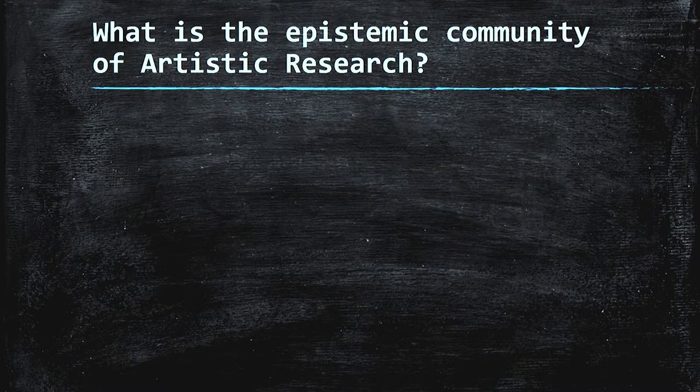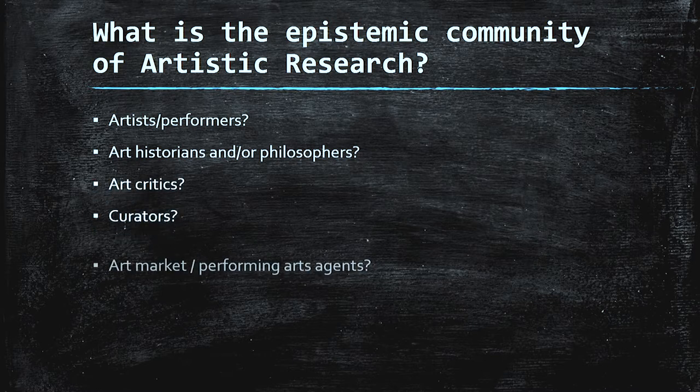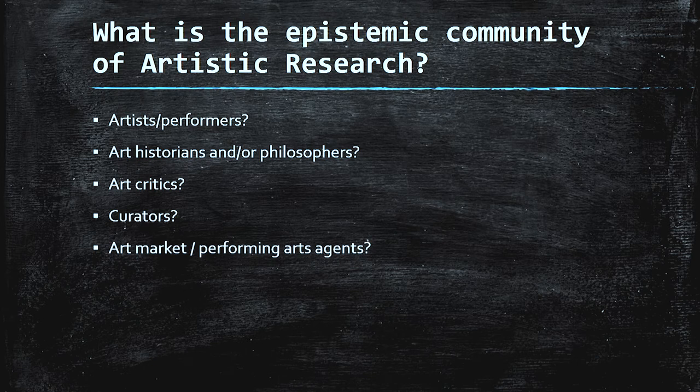So I'm still having a lot of questions. What is the epistemic community of artistic research? Is it made of artists and performers? Is it made of art historians or philosophers? Is it art critics? Is it curators maybe, or maybe art market and performing arts agents? Who is taking care? Or maybe academics?